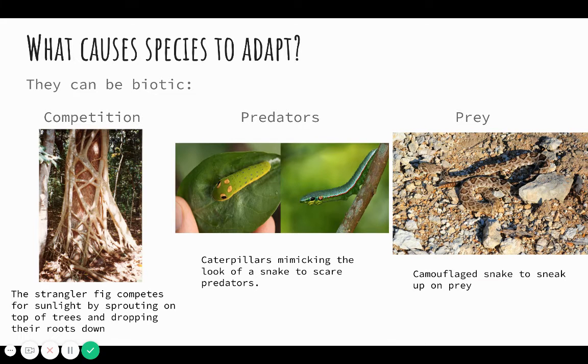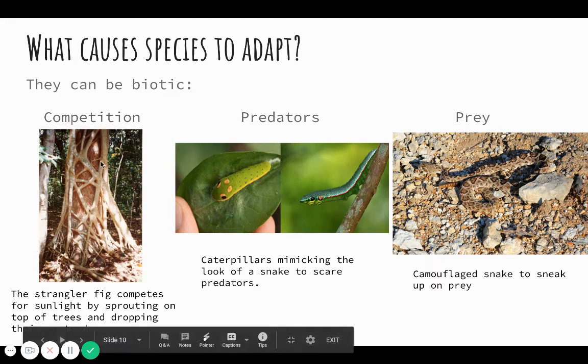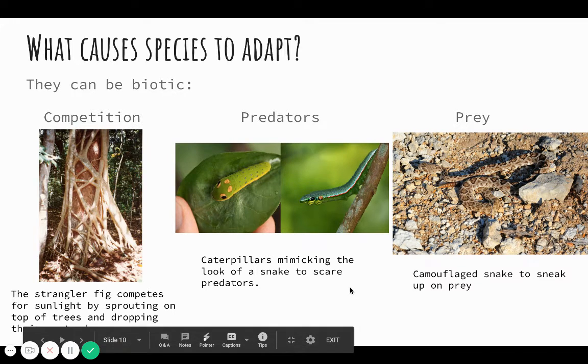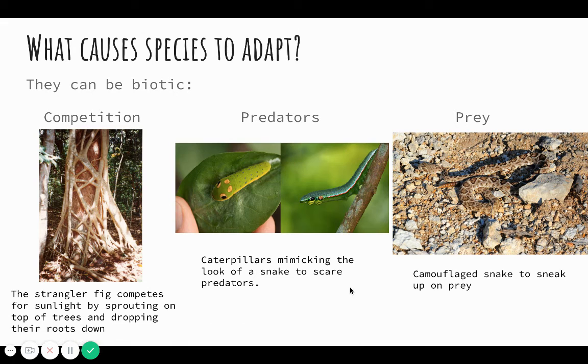In the rainforest, there's a lot of competition for sun. So the strangler fig competes for sunlight by sprouting on top of trees and dropping its roots all the way down to the ground. Predators can also be a biotic factor.